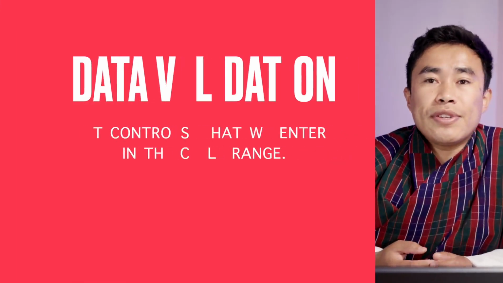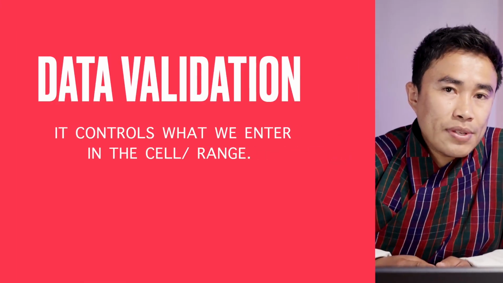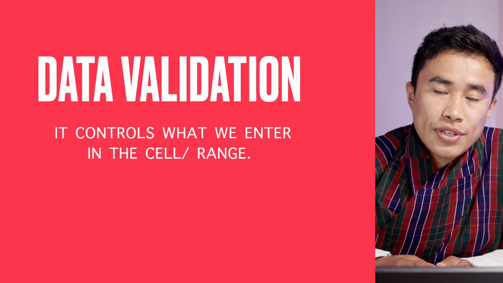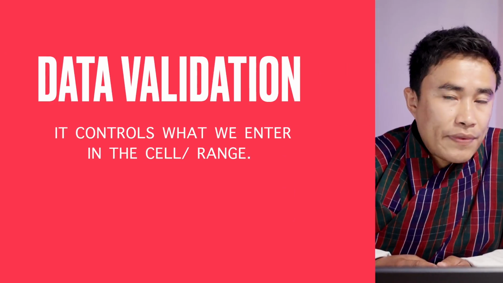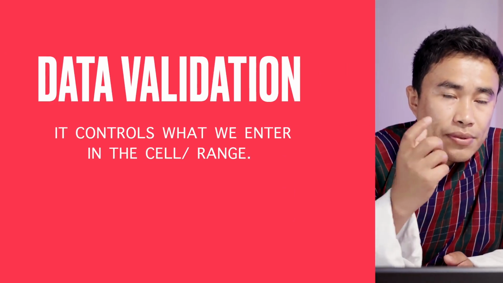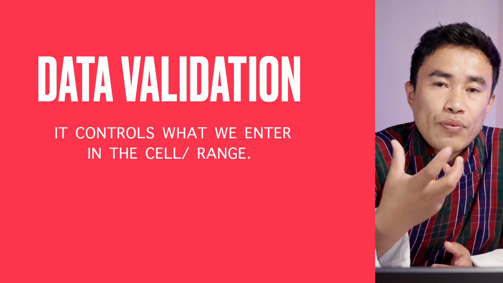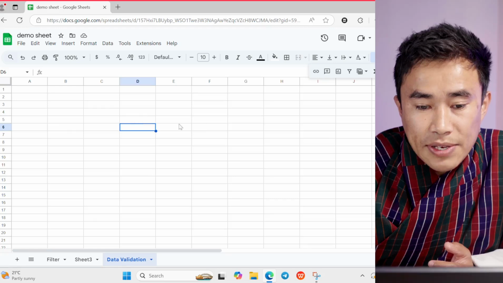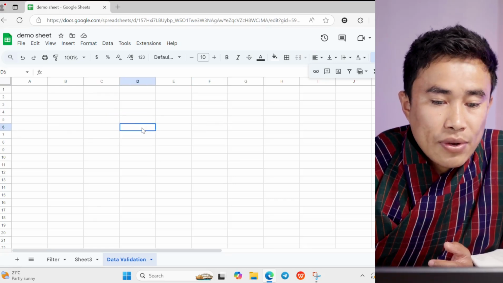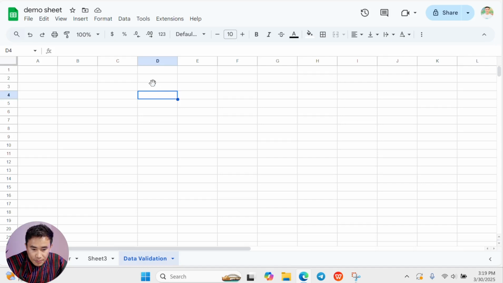Data validation is a feature or tool in spreadsheet programs like Google Sheets or Microsoft Excel. This feature controls what we enter in the cell. By default, these cells do not have any restriction. Now, how do you define a data validation rule?